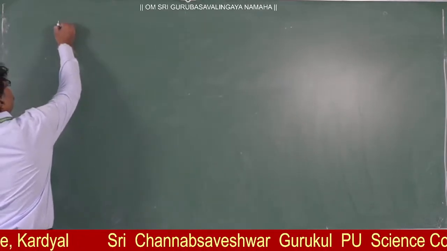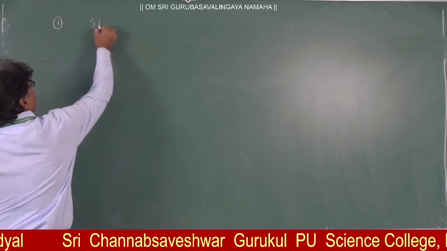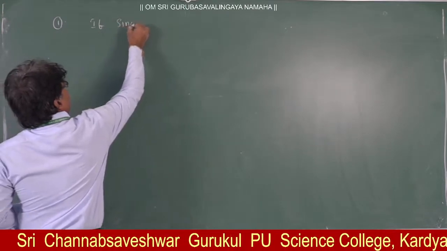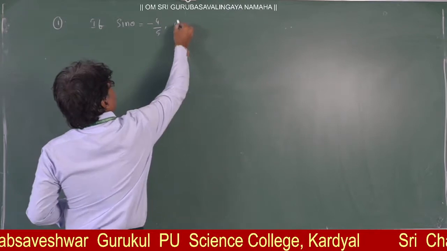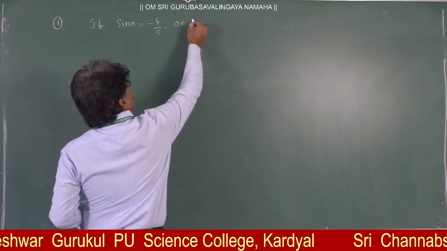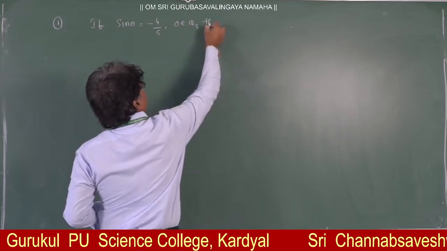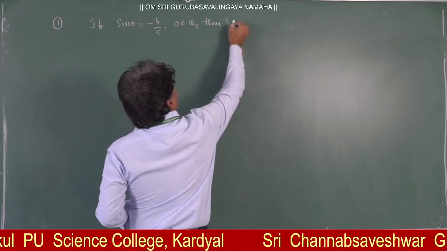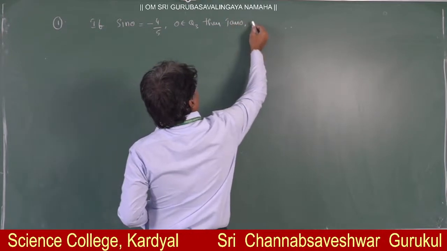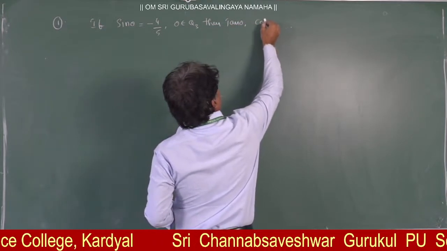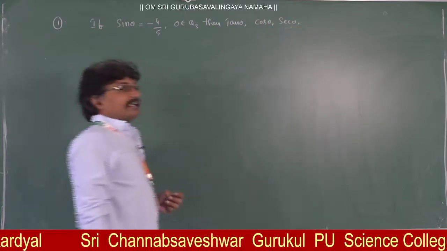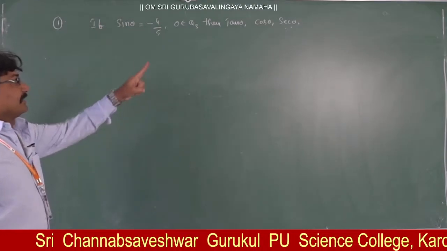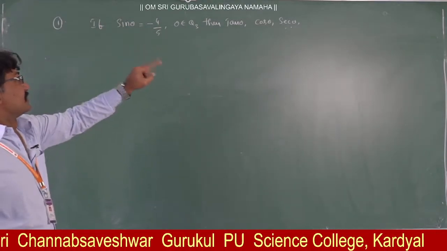Number one, if sin theta is equal to minus 4 by 5 and theta belongs to third quadrant, then find the values of tan theta, cos theta, secant theta.